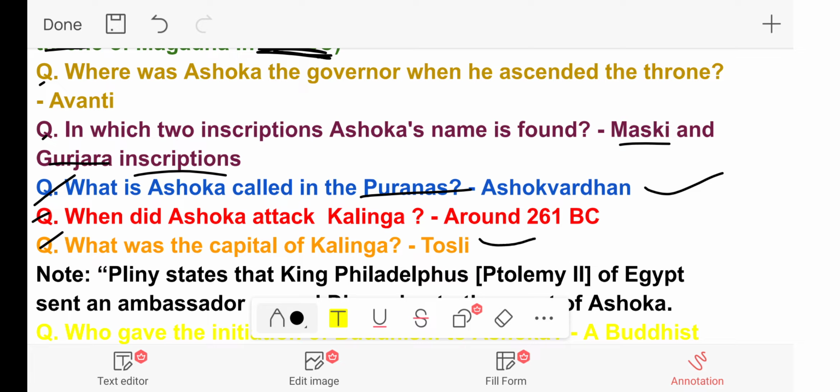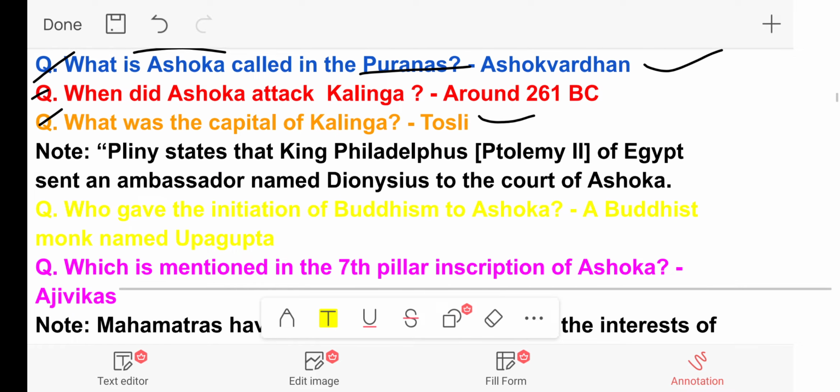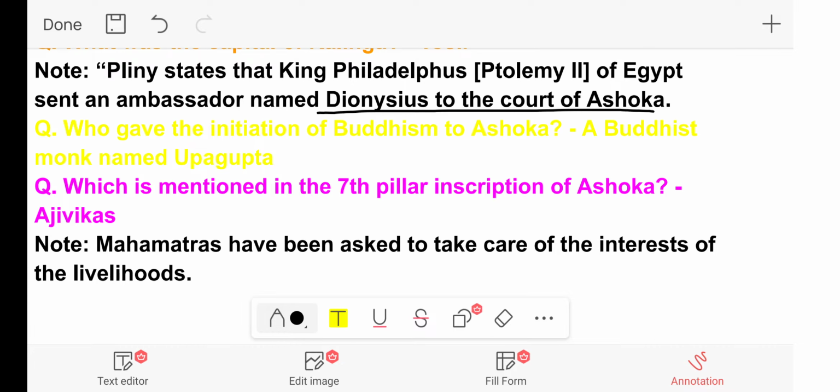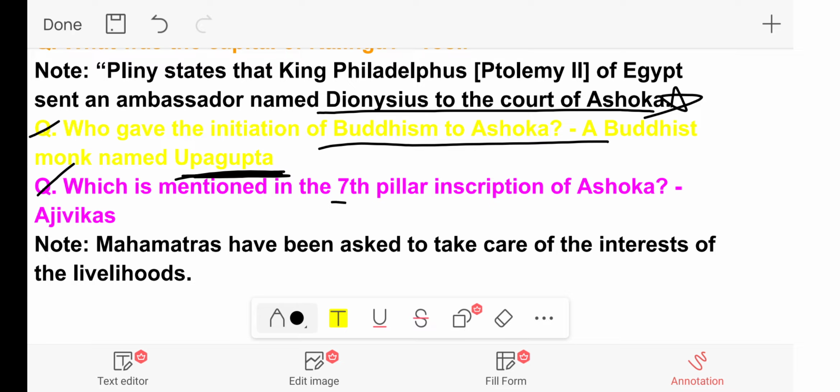Note, Pliny states that King Philadelphus, also known as Ptolemy II of Egypt, sent an ambassador named Dionysius to the court of Ashoka. Next question is, who gave the initiation of Buddhism to Ashoka? The answer is a Buddhist monk named Upagupta. Next question is, which sect is mentioned in the 7th pillar inscription of Ashoka? So the answer is Ajivikas.